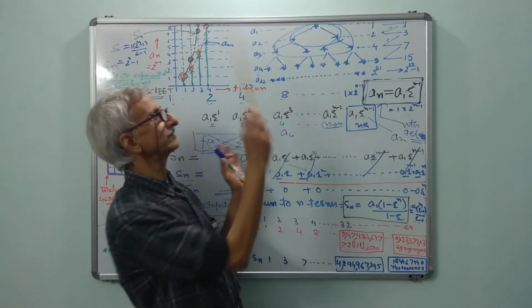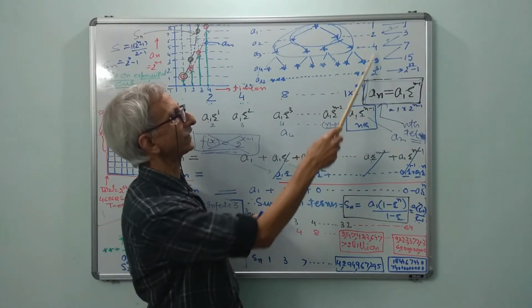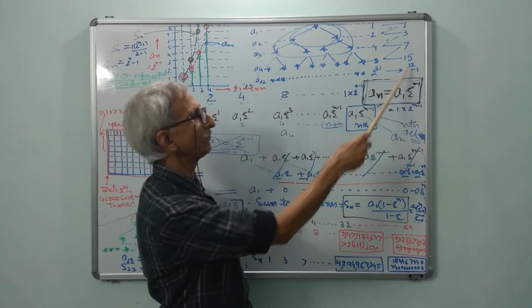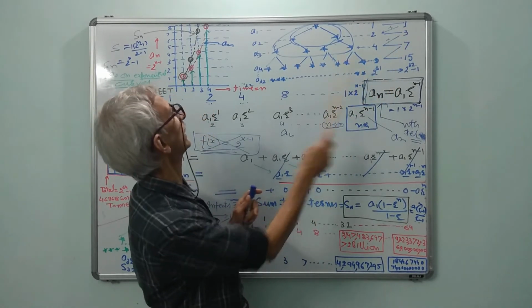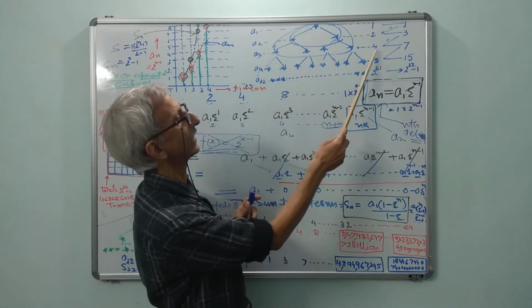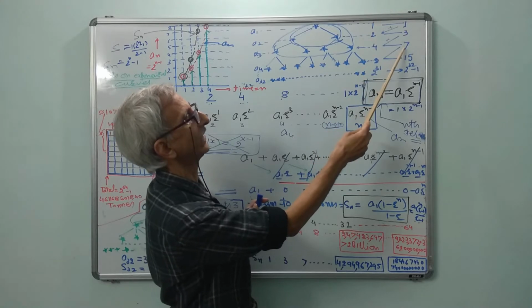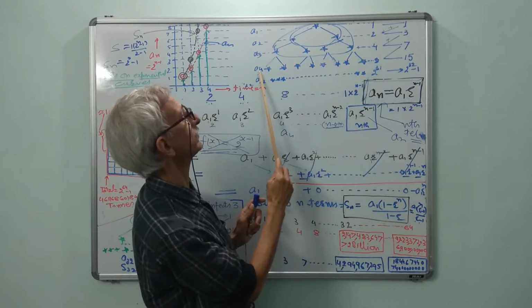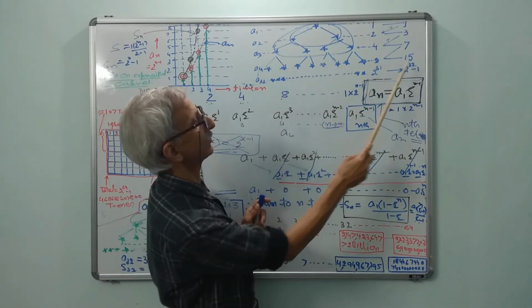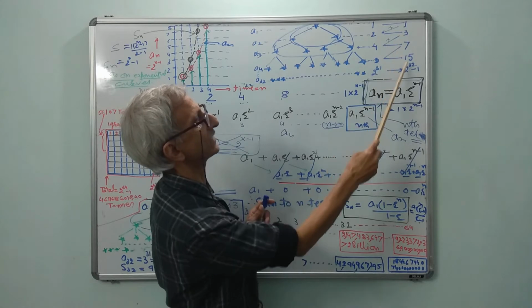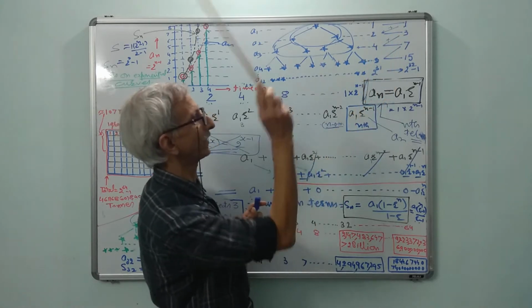So this idea is the nth term and the sum to n terms. Here I can take the third term and the sum to 3 terms, like that. The fourth term is this one, and the sum to 4 terms is this one. This is the sum, this is the nth term.